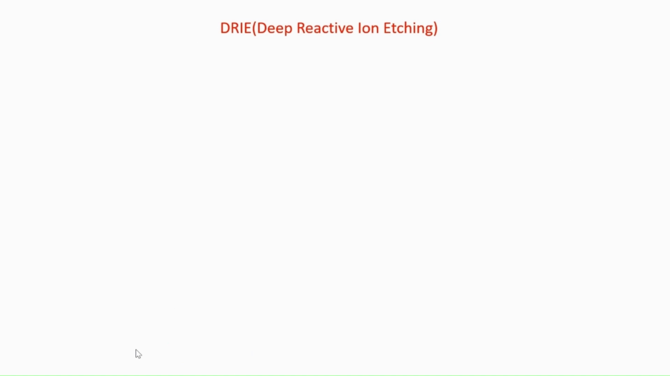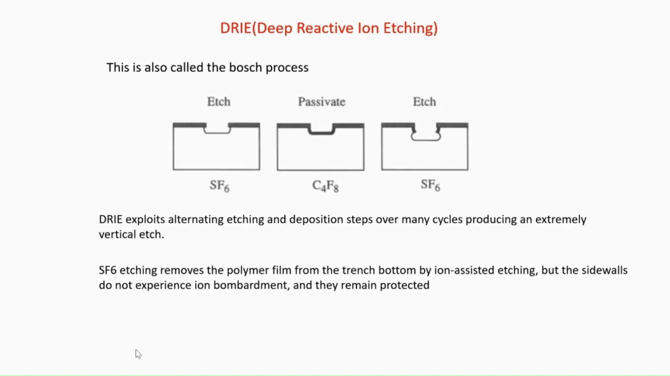And finally, deep reactive ion etching. This is also a part of the plasma etching mechanism. It is also called the Bosch process because they developed it. Here you have a mask, and then SF6 and C4F8. These two are the reaction molecules in the deep reactive ion etcher. You use SF6 to etch, and it will give a shape like this. Then you use C4F8 to passivate.